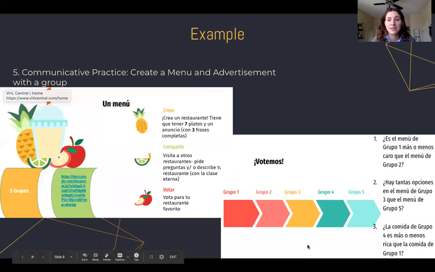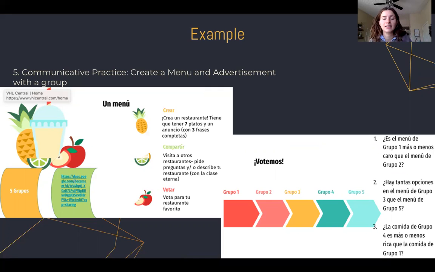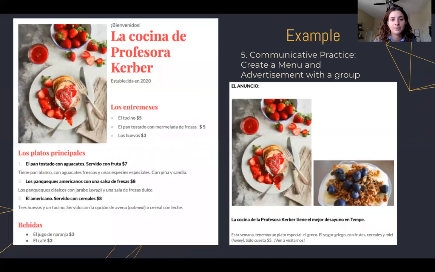Then we did this activity, which was super fun. The students had to create, these are the directions, a menu and an ad with a group, having at least 7 dishes, and their ad had to have 3 complete sentences. And then afterwards, we viewed all of the restaurants of the other groups and compared each menu, tying in again that grammar concept of comparison.